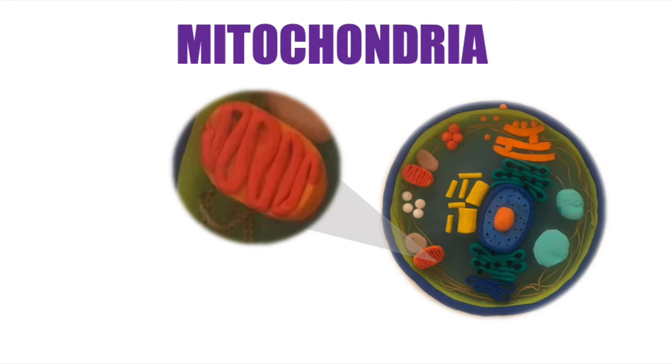The mitochondria. The mitochondria is in charge of breaking down glucose molecules to release the energy that is in it. The mitochondria has a folded membrane called inner membrane. The mitochondria is also known as the powerhouse of the cell.